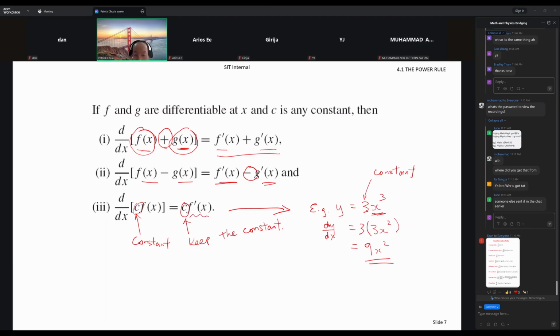But of course, if you have y is equal to a constant 3, so what is dy/dx? In this case, there's no x there. It's just a constant. So dy/dx of a constant, as I showed in the first slide, is 0. When you differentiate a constant, it is 0.